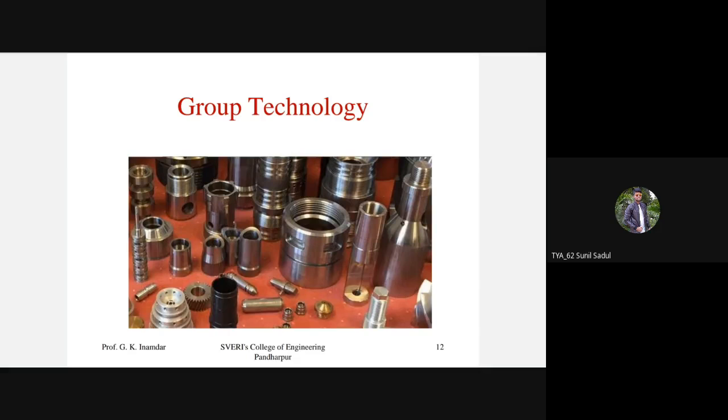Also, one another part: what is the manufacturing process? Now, in the picture shown, all these manufactured parts are made by CNC machine. Why? Because we can understand the finishing of that material. According to the manufacturing process also, you can combine them in terms of group technology.